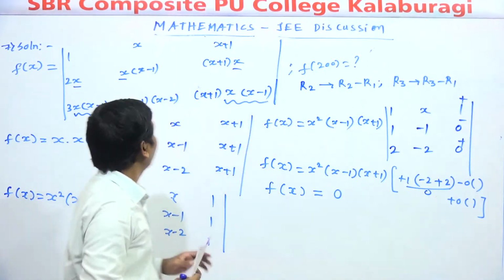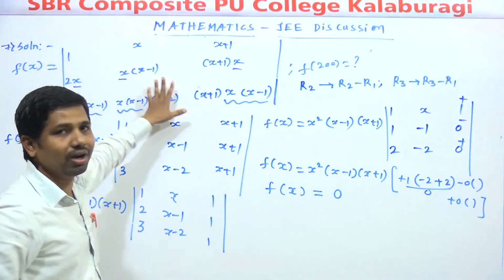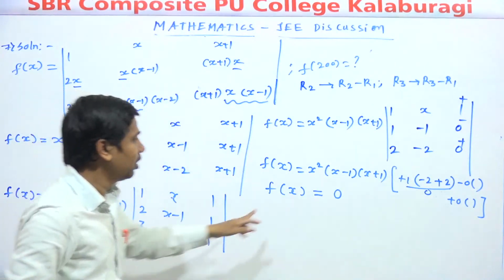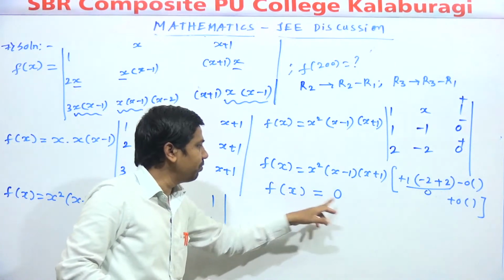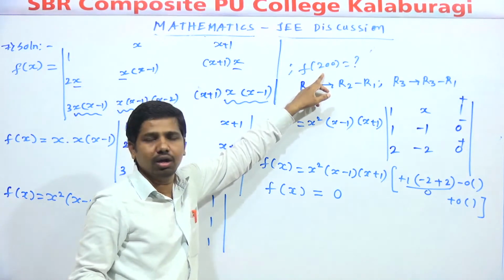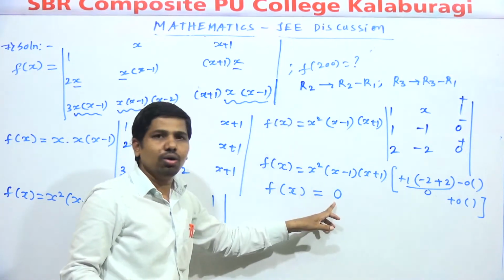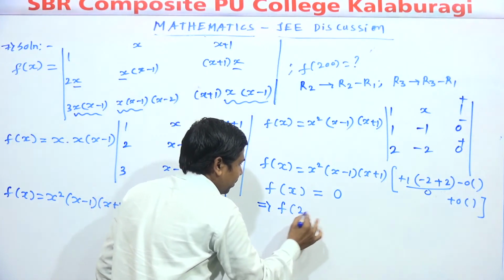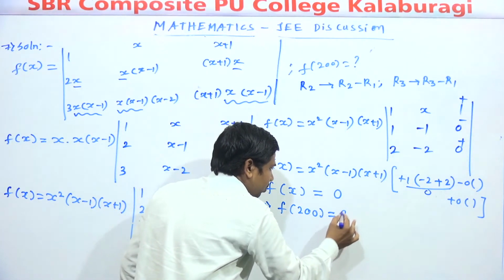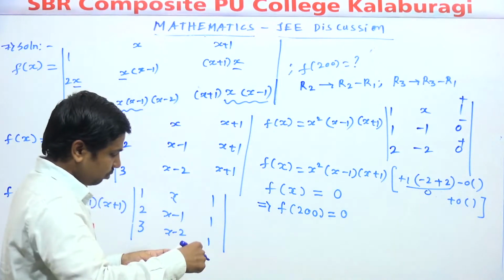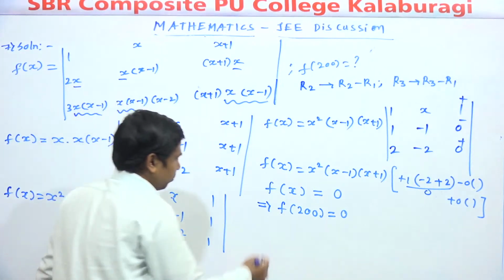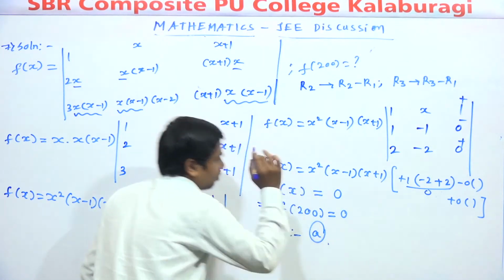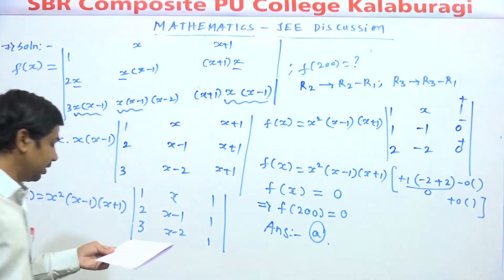Right? So this function f of x, defined as the determinant of a 3 cross 3 matrix, is 0. If f of x is 0, then what is f of 200? It is also 0 because it's a constant function. So f of 200 is also equal to 0. Which option is correct? It's the first option. The answer is A. So this was about the 7th question.